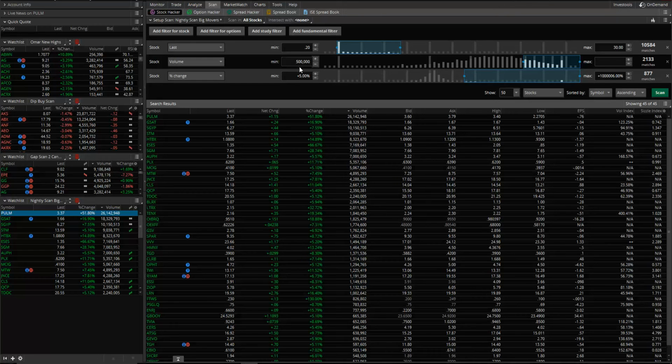The minimum volume requirement is 500,000 shares. There's no max, anything above 500,000, and the stock change is 5%, and there's no max there. When I ran my scan, these are the 45 stocks that fit this criteria. Now, based on the scan, I want to look for stocks that I want to keep an eye on and put on my watch list for tomorrow.